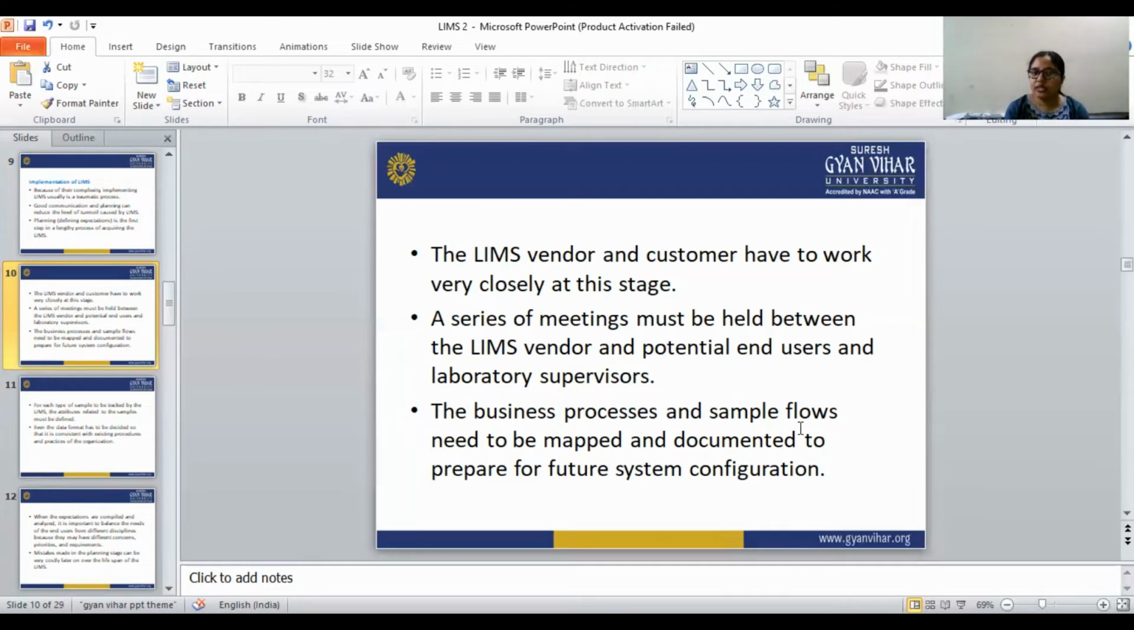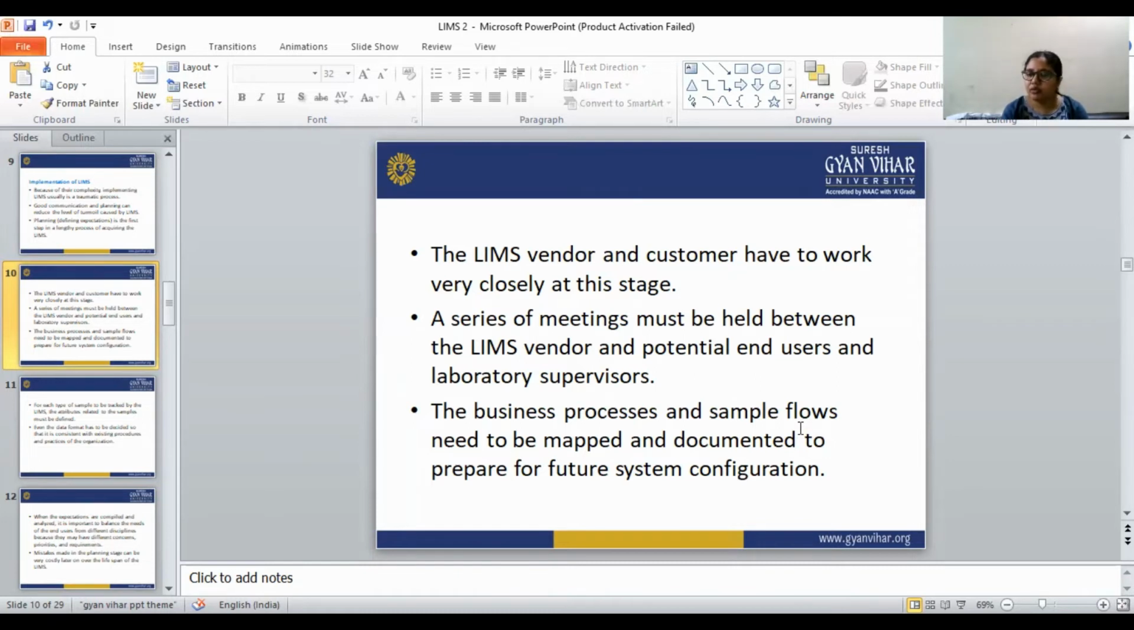A series of meetings must be held between the LIMS vendor and the potential end users and the laboratory supervisors, to avoid the turmoil caused by the LIMS. So what is the main step? The main step is the planning.